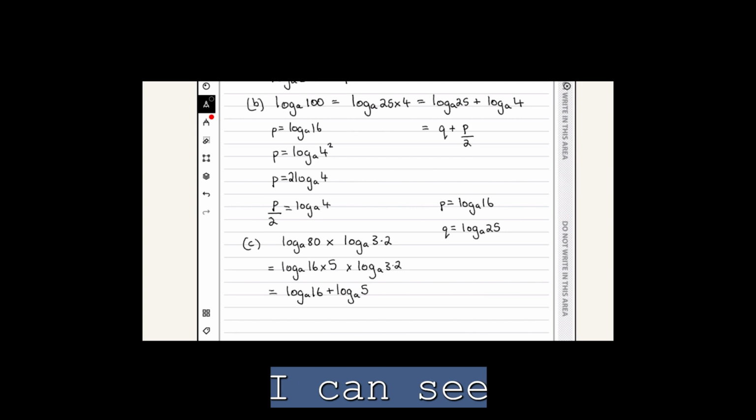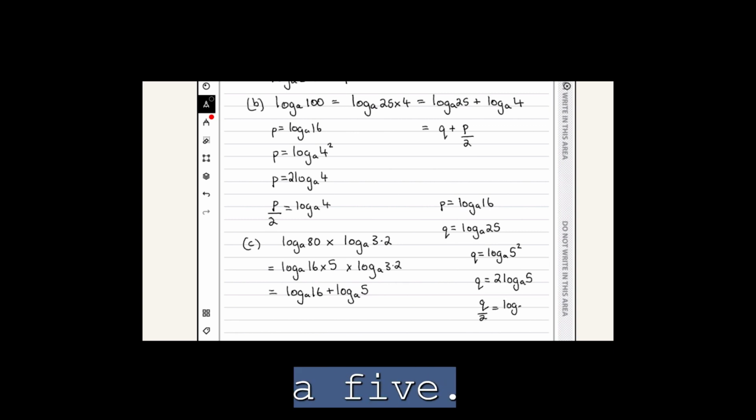And already I can see something here because 5 is to do with 25, isn't it? 5 squared is 25. So we can change this value here. Q equals log A of 5 squared because 25 is 5 squared. Q equals 2 log A of 5 from our rules of logs. So Q over 2 equals log A of 5. So here I've got a value of P plus Q over 2. I've also got this log A of 3.2. Now 3.2 I can see is related to 16.